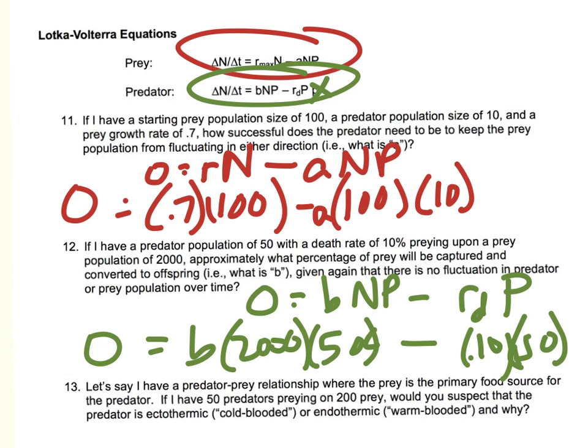And then the last one asks, let's say that I have a predator-prey population, and we've got 50 predators and 200 prey. Well, the only way that that could possibly even work is if the predator was ectothermic, where they use less energy. Because remember, if we're talking about a food web, we should go down by 90% with each trophic level jump.